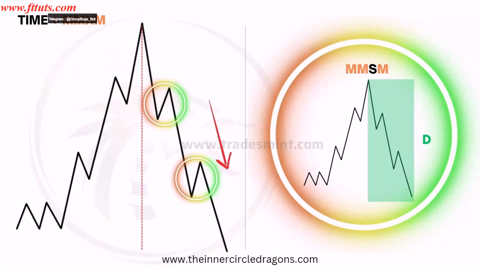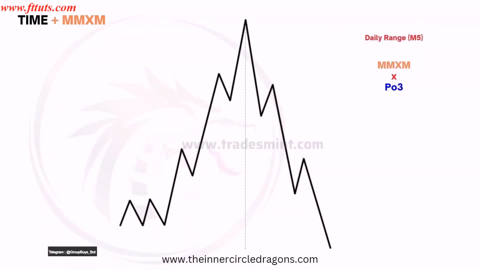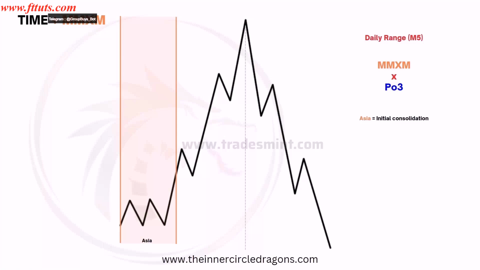Since we are on the sell side of the market maker sell model, our highest probability entries will form inside of these lower time frame fractals. Again, this is why it helps knowing where you are inside of that price delivery continuum. We can also take the daily range and we can combine market maker models with the power of 3, for example. Now, again, there are many different daily profiles. As an example here, we're going to use the consolidation in Asia as our initial consolidation.